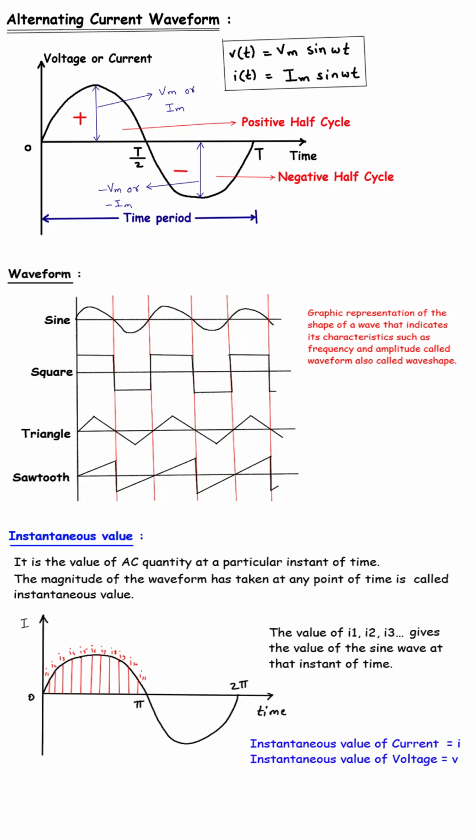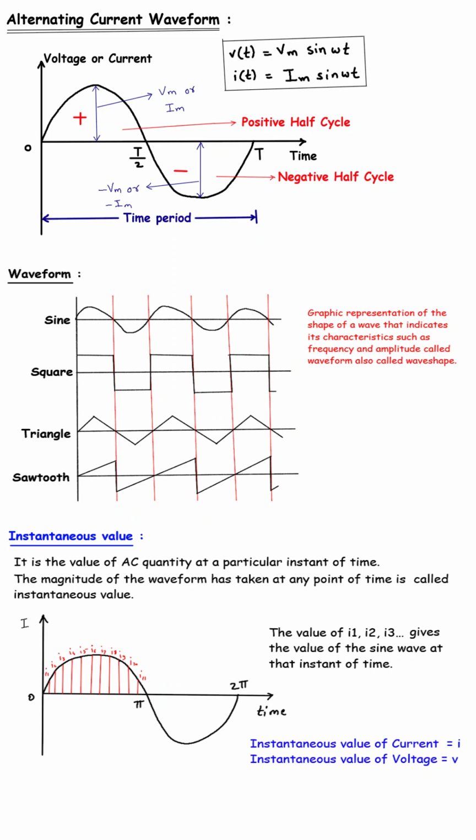value, denoted as Vm for voltage or Im for current, then returns to zero, drops to a maximum negative value, and again returns to zero. This complete journey from zero to positive, to negative, and back to zero is called one full cycle. The time taken to complete one cycle is called the time period, represented as T.